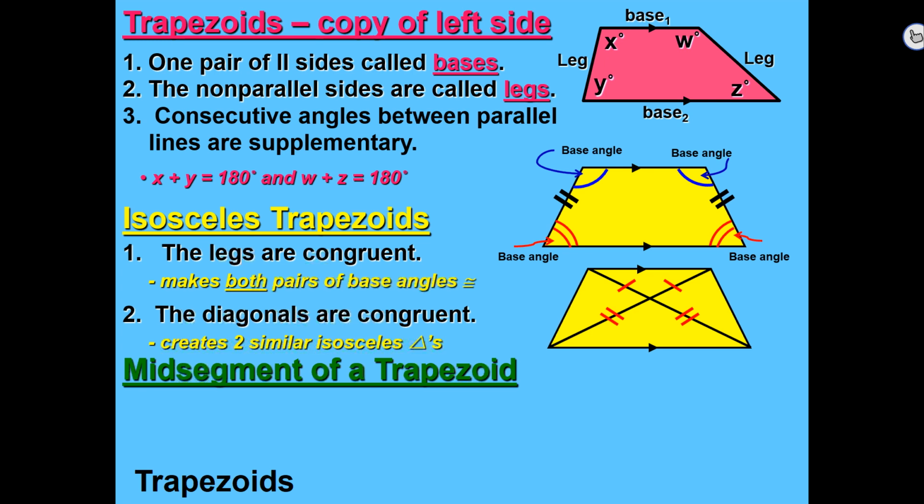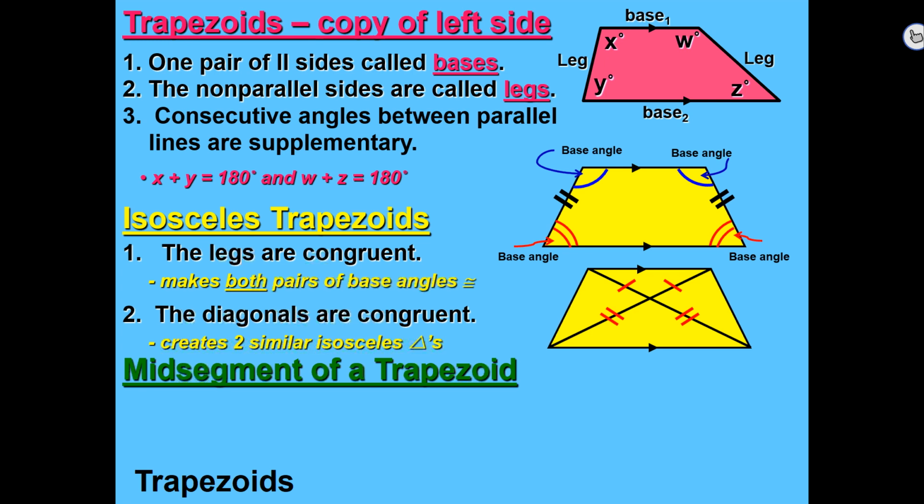All right, so isosceles trapezoids have all the same properties as a trapezoid, but a couple additional of their own. One, that the legs are congruent, and if the legs are congruent, we obviously know the base angles are going to be congruent. And second, that the diagonals are congruent, which is going to make these two and these two pieces of the diagonals congruent.